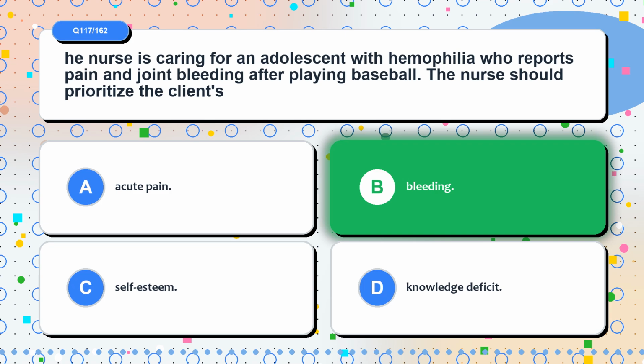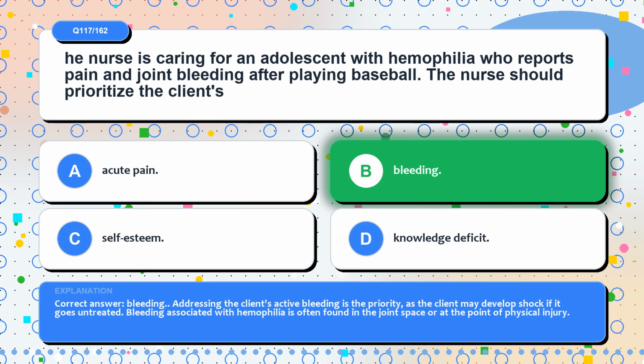The correct answer is option B: bleeding. Correct answer: bleeding. Addressing the client's active bleeding is the priority, as the client may develop shock if it goes untreated. Bleeding associated with hemophilia is often found in the joint space or at the point of physical injury.